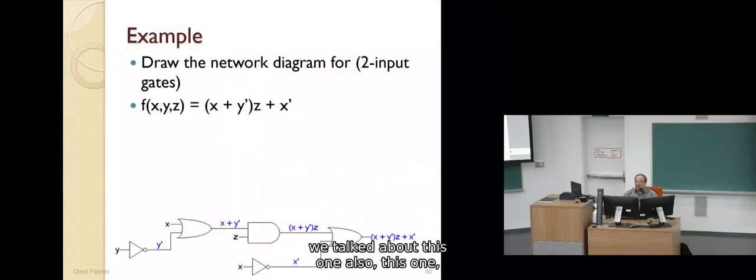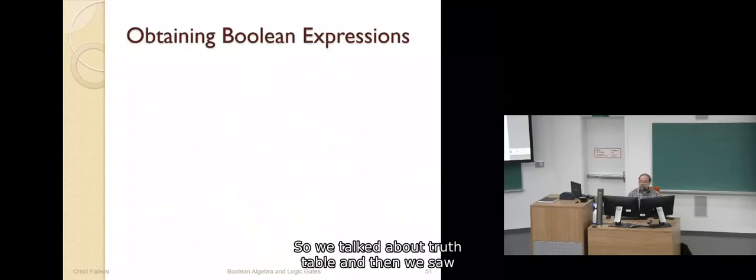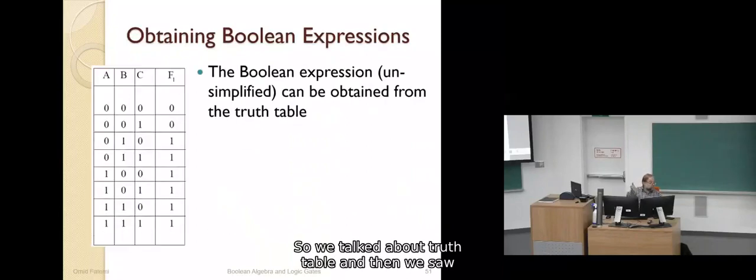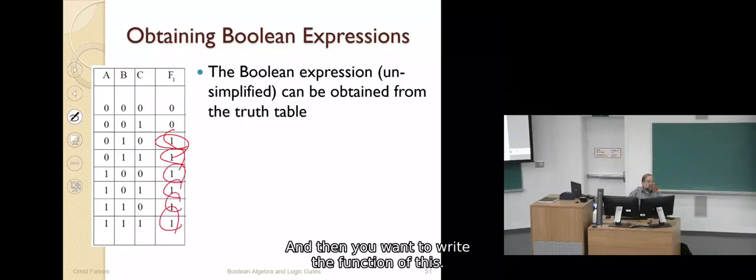As I remember, we talked about this one also. This one was the last design that we have worked on. So, we talked about truth table, and then we saw that with truth table we can have ones. Okay. You see all of the 1s here, and if you want to write the function of this, then you just sum the products of the corresponding terms.